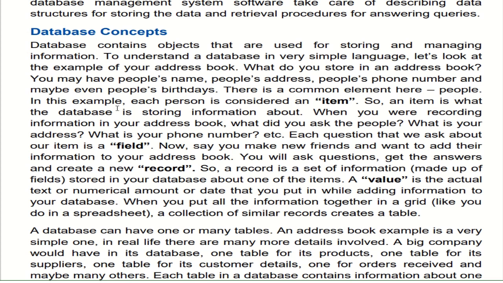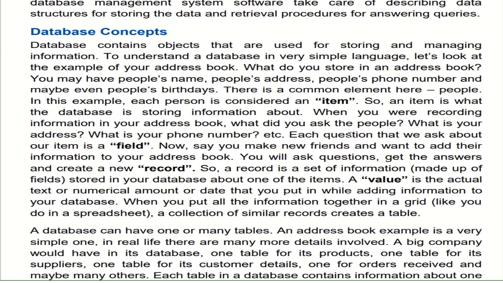People. In this example, each person is considered as a what? Item. So an item is what the database is storing information about. When you are recording information in your address book, what do you ask the people? What is your address? What is your phone number, etc. Each question that we ask about our item is what?